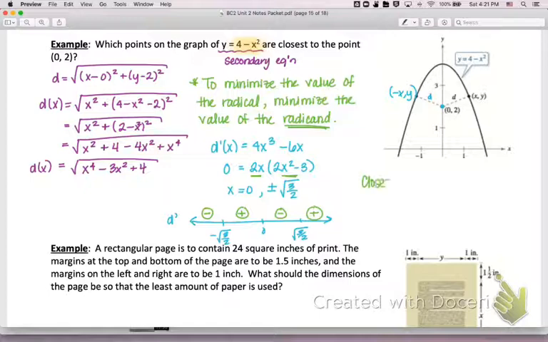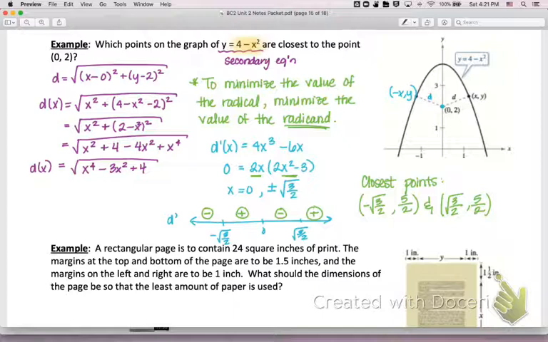So the closest points are going to be negative square root of 3/2. When you plug that into y equals 4 minus x^2, you get 5/2. And we know that the y value is the same on both sides, so the other one is positive square root of 3/2, 5/2. Those are the two closest points. There is nothing different about this than any of the other maximum and minimum problems that we have done, okay?